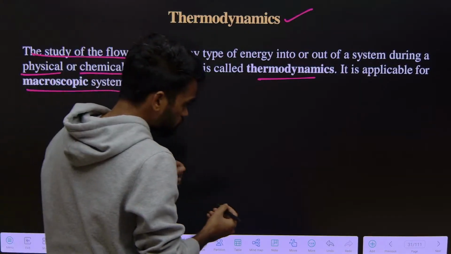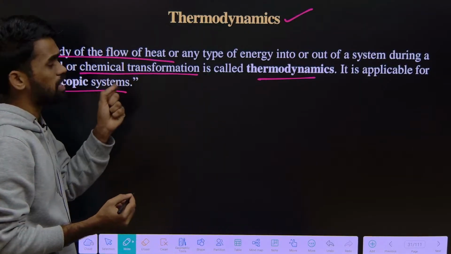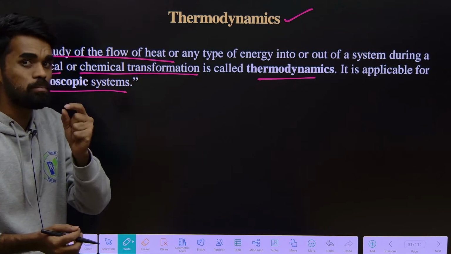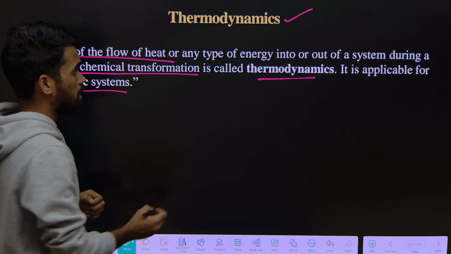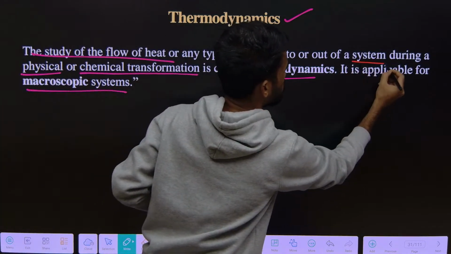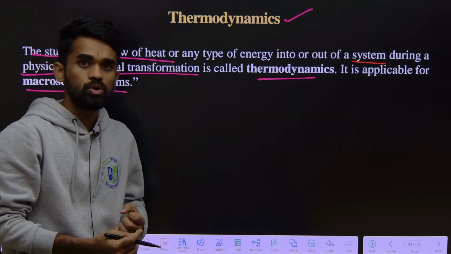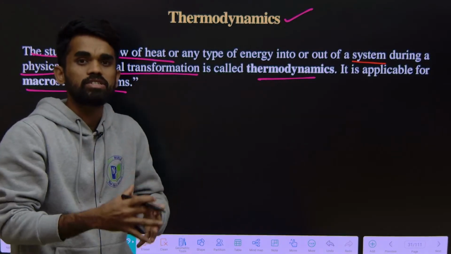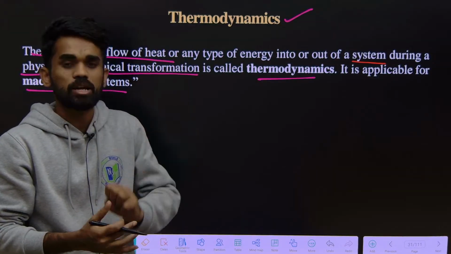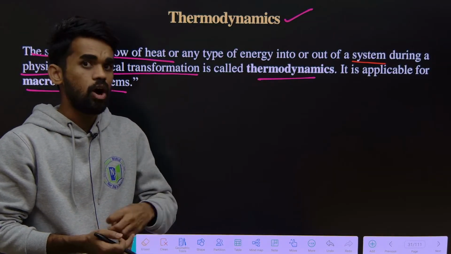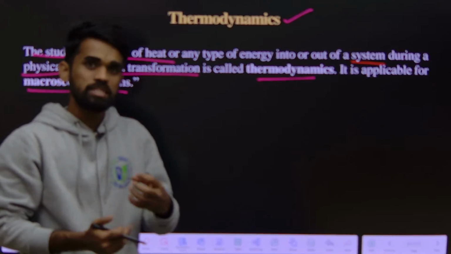Now in order to understand this thermodynamics, we need to know some basic terminologies. Here I used the term system. What do we mean by system? There is one more term called surrounding, and together we call it the universe. This basic terminology we need to learn first, and how we can classify them further, we will be seeing.